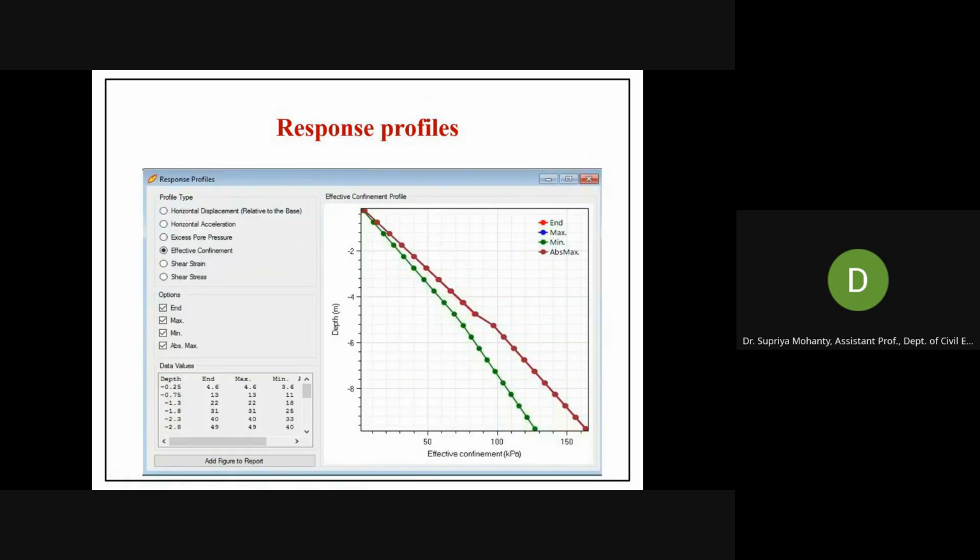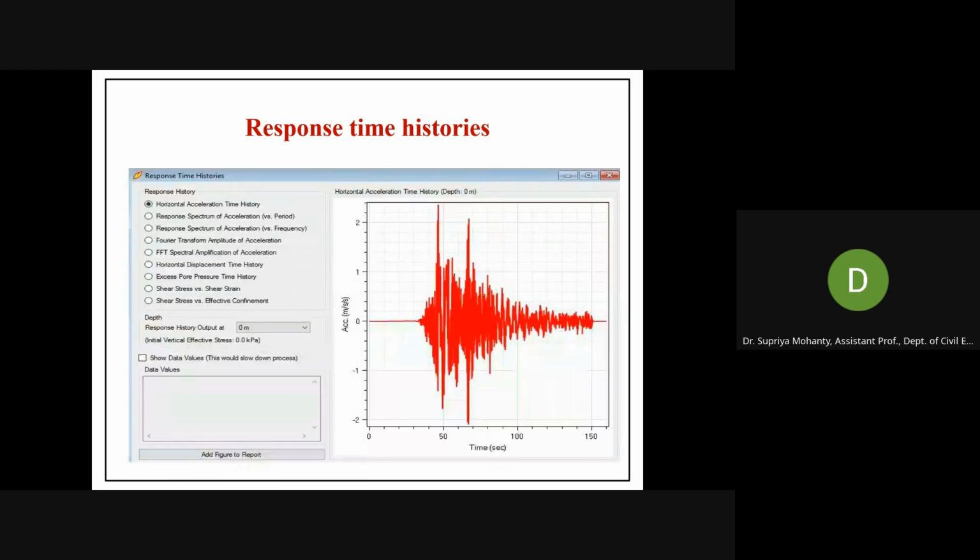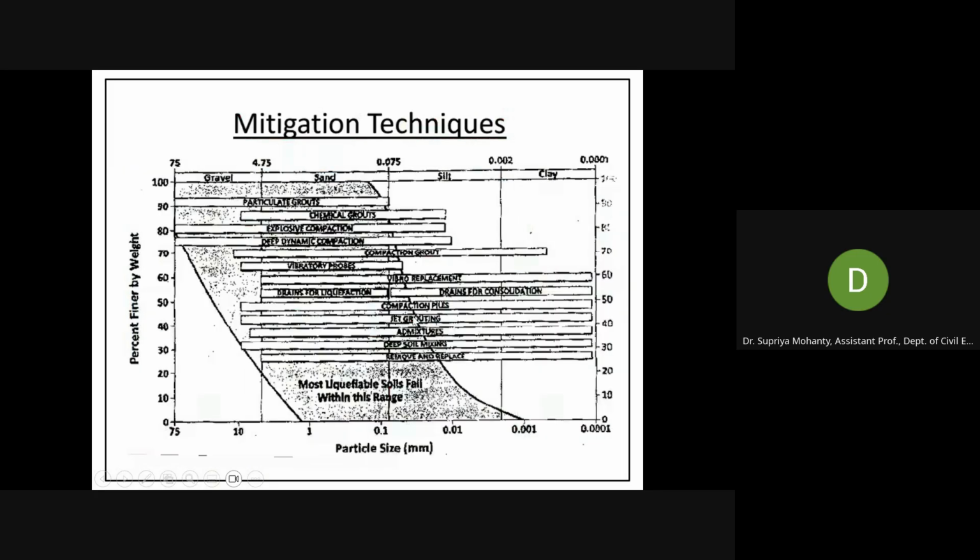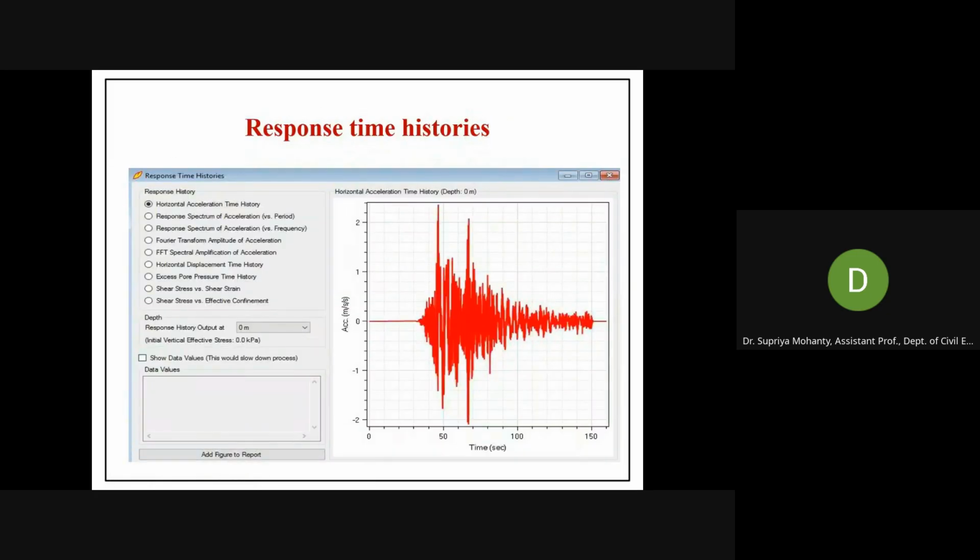And confining pressure, obviously, increases with depth, so this you can get. And the shear strain and shear stress. In addition to that you can get the time history also, how with time your acceleration profile is varying at different locations and different times. So once you have this information, based on your project type, you need to recommend the mitigation technique.